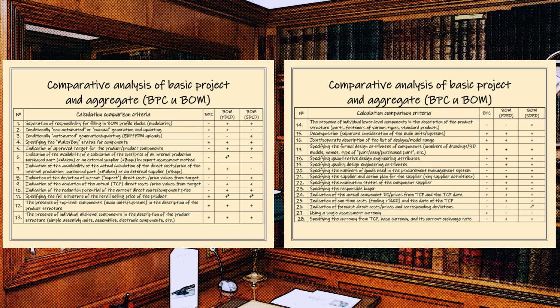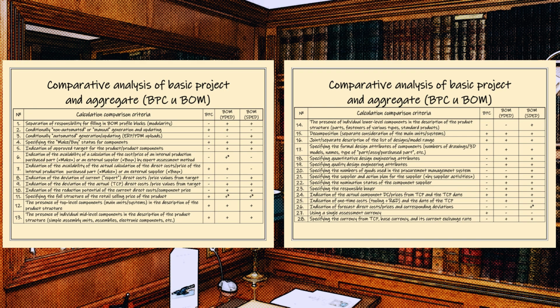Criterion 22. Specifying the nomination status of the company and supplier. The company and supplier nomination status usually looks like nominated, not nominated. The name of the supplier is indicated in the next column, and the date of nomination and protocol number can also be indicated. Criterion 23. Specifying the responsible buyer. In the responsible buyer column, the necessary contact details of the procurement specialist in charge of that area are indicated.